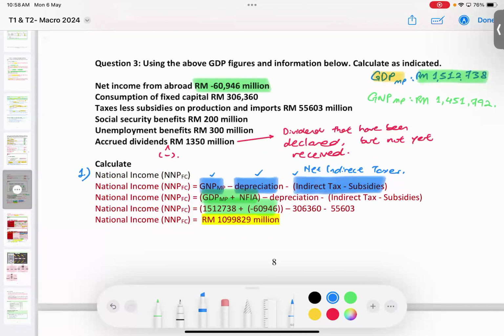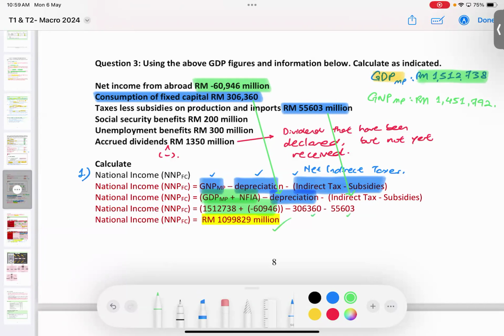Oh yeah, sorry. So yeah, consumption of fixed capital. Yes, correct. So depreciation you take from this one, consumption of fixed capital. So that's your depreciation. And they have already calculated for you taxes less subsidies is this amount. So you put that in. So this is depreciation, and this is the net indirect tax.